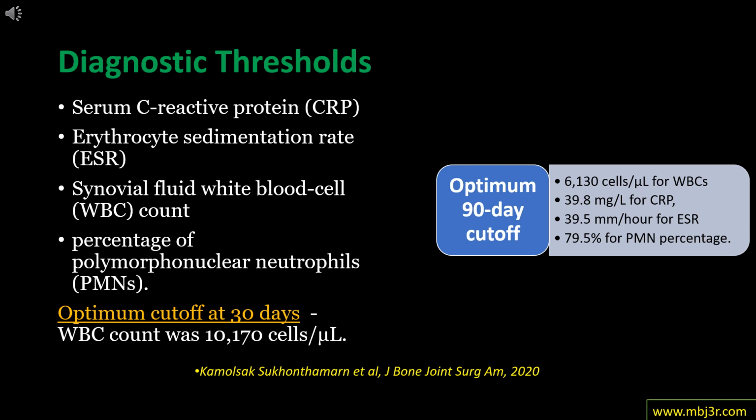6130 cells for WBCs, 39.8 mg per liter for CRP, 39.5 mm per hour for ESR, and 79.5% for neutrophils. The optimum cutoff at 30 days for WBC count was 10,100 cells. These thresholds are lower than those formulated by the Musculoskeletal Infection Society.